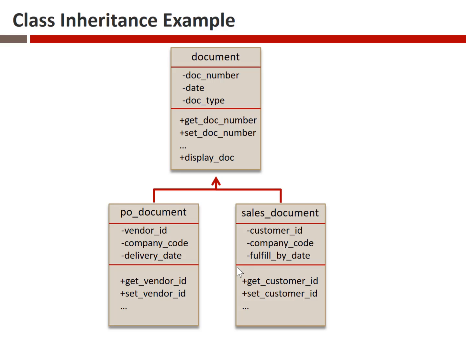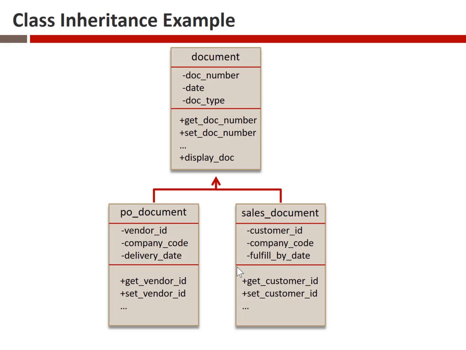Well, then you'll see the left child is a PO document. And so the idea here, just to make sure we're clear, is how many attributes does a PO document have based on this diagram? 6, because it has a document number, a date, and a document type, but then it also has a vendor ID, a company code, and a delivery date. And similarly, a sales document has 6 attributes: customer ID, company code, fulfill by date, and document number and date and document type.